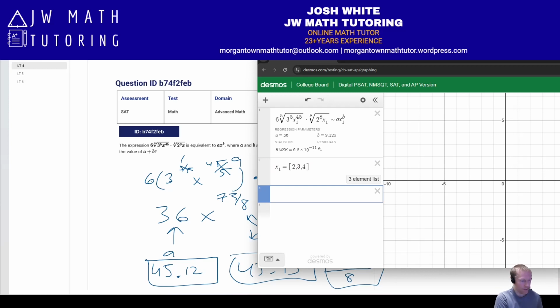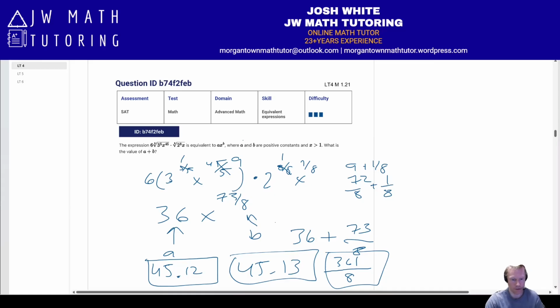And now all you have to do is, what's the value of a plus b? Well, a plus b right there. Again, we got the exact same answers, fraction form or decimal form. So this is how you could use regression to basically match two expressions together to find the coefficients and then just add them together to get your final answer.